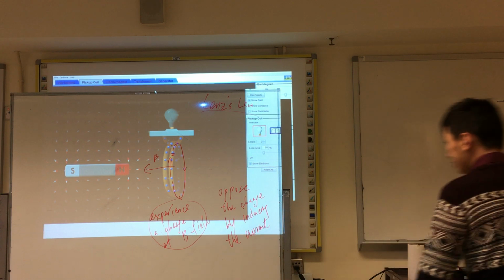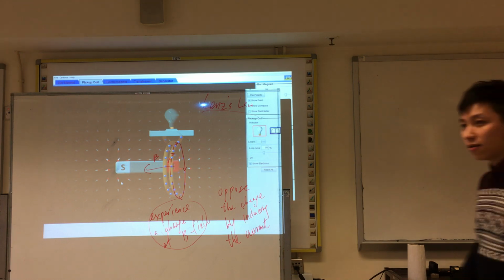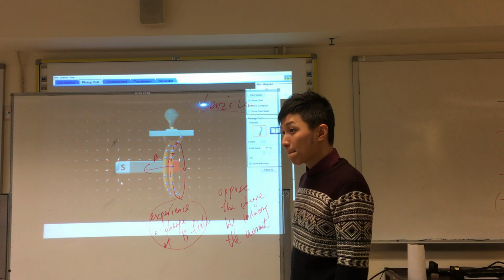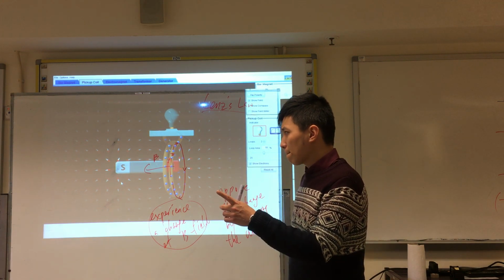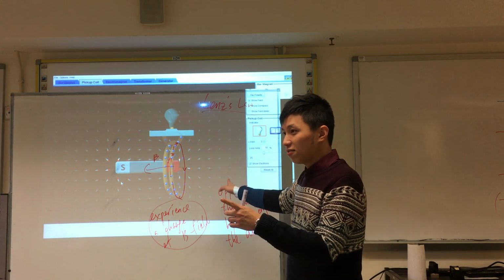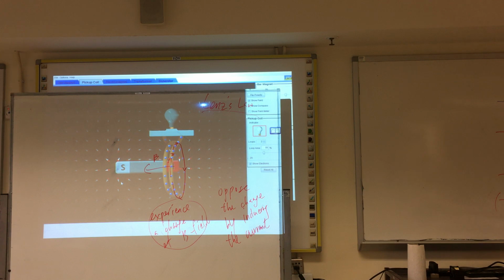So let me try to move this. 3, 2, look at the blue dots. 3, 2, 1. It moves down. Why does it move down? Why not go up? Why do they move down? Lenz's law? It's not about Lenz's law. No, it's not about that.